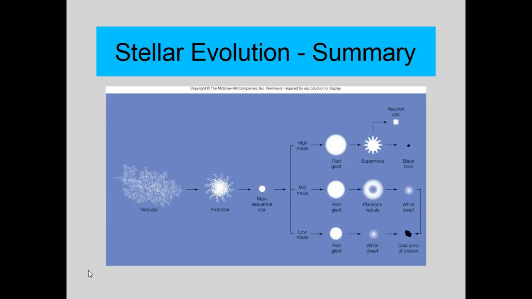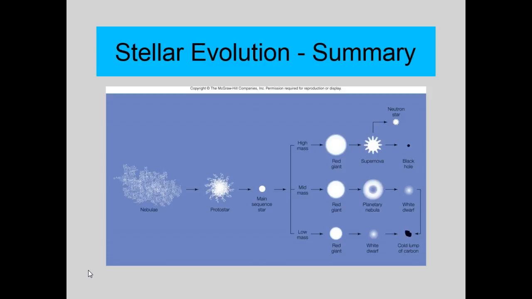Now, yours in your book has a little bit fancier graphics, but it still has a black hole inside the neutron star. I would rather reverse those because the masses are different there. Okay, any question on stellar evolution?